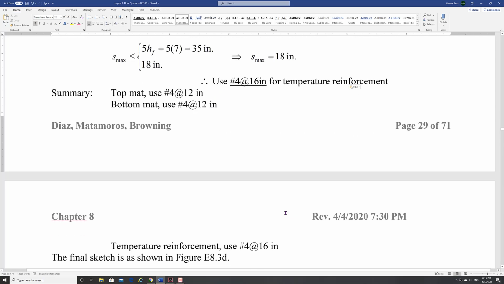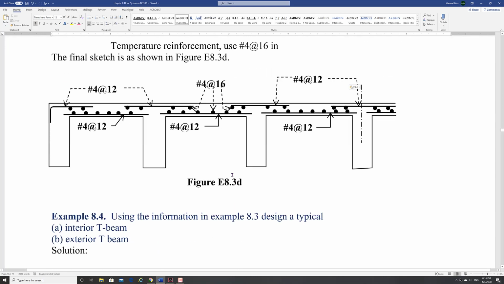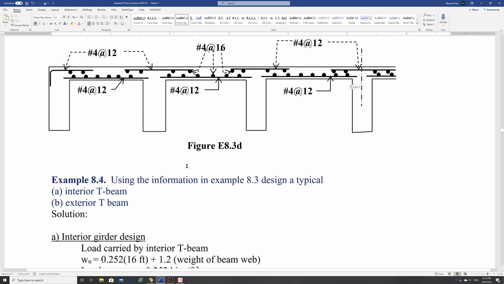And so when you look here, these are your main bars in the direction of this slab. Positive bars, negative bars, number 4s at 12. Remember, your temperature goes on the inside, and it's number 4s at 16, and you have finished the design of your slab. Pretty quick. Shouldn't take you very long.